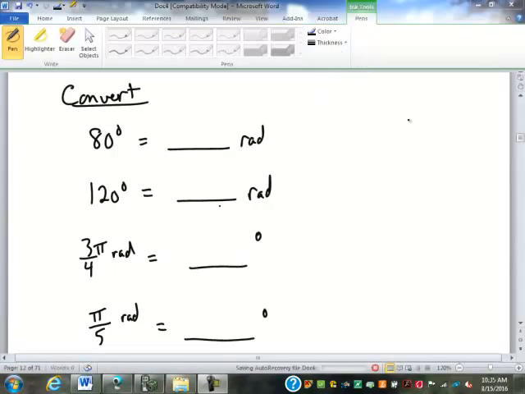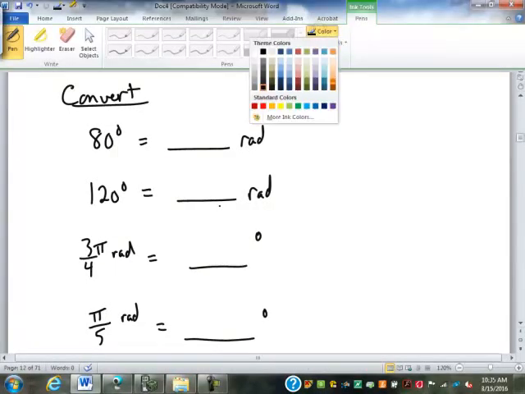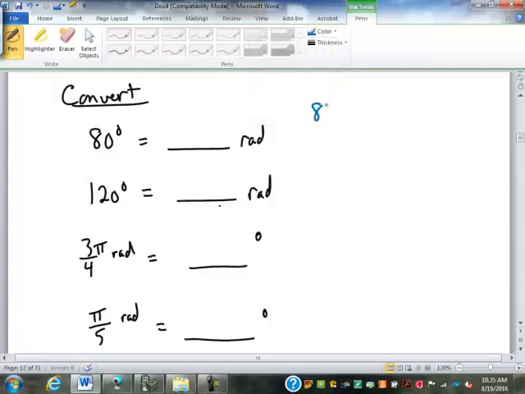Okay, so here, if we're converting from degrees to radians, you guys remember how to do that? 80 degrees over 1 times pi radians over 180 degrees. Remember, 2 pi radians is a full circle, 360 degrees is a full circle. We just divided them both by 2 to reduce it a little bit. So instead of 2 pi and 360, we use pi and 180. The degrees will cross cancel out.